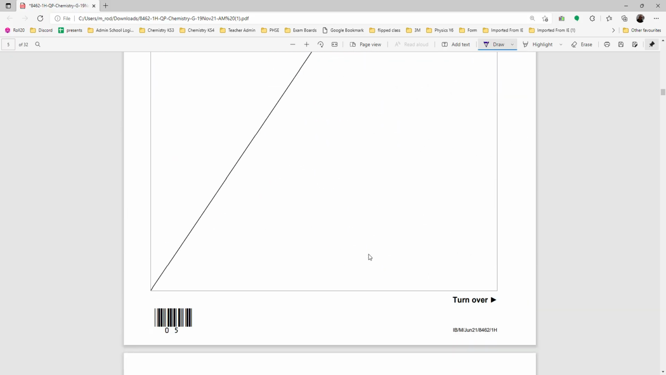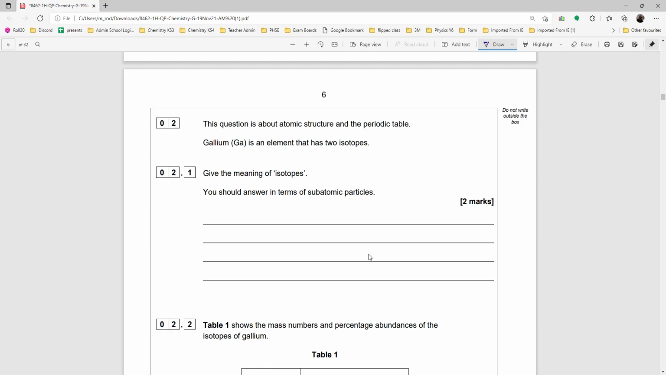All right, let's jump ahead and move on to this question about gallium. Give the meaning of isotopes. Well, an isotope is the same element, which means it has to have the same proton number between all different versions of the isotope. So proton number must be equal between the different versions. And they want to know in terms of subatomic particles. If the proton number is equal, then of course the electron number should also be equal. And of course protons are equal to electrons.